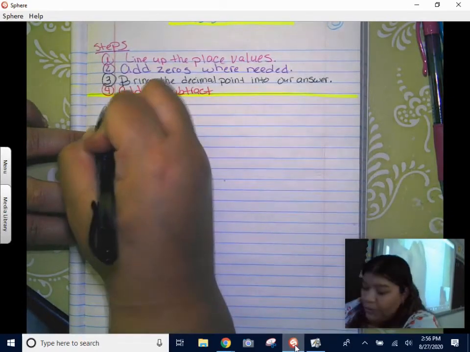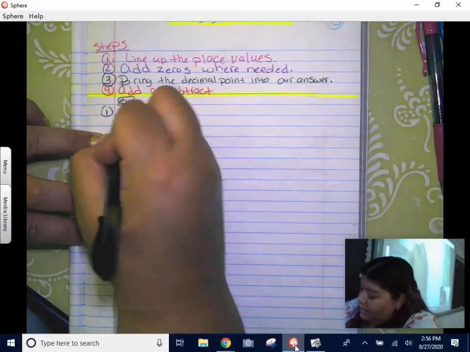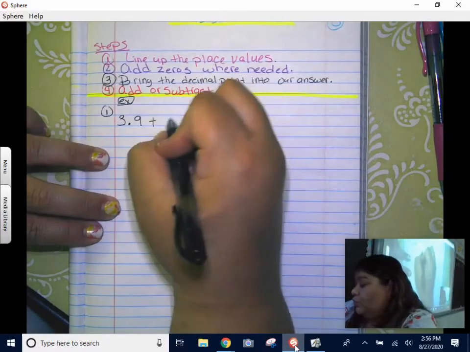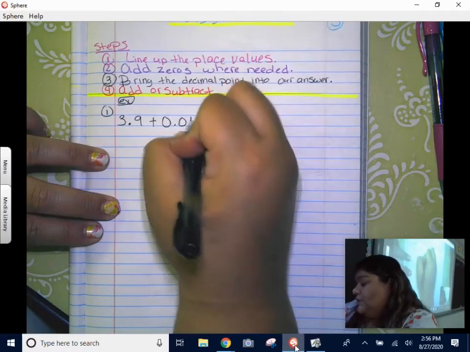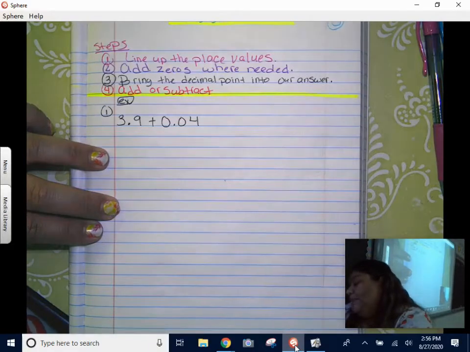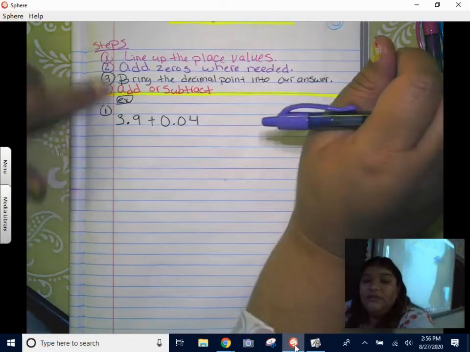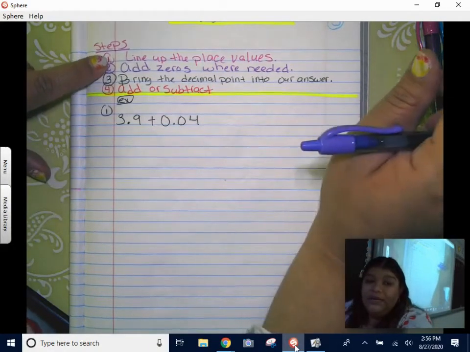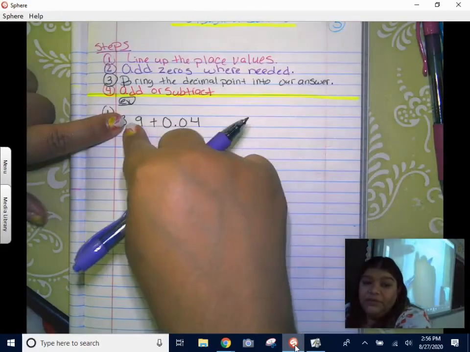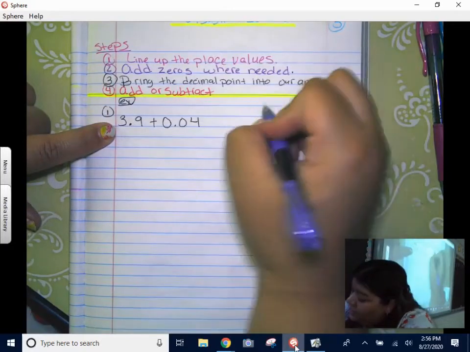So here's example number 1. Let's go ahead and add 3 9/10 to 4/100. 3 and 9/10 to 4/100. Okay, now this is how you use your notes again. Follow the steps if you don't know how to do it. Step 1 says to line up the place values. So I'm going to start off with the first number. He goes on top.